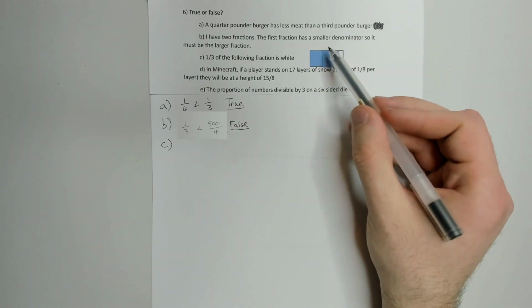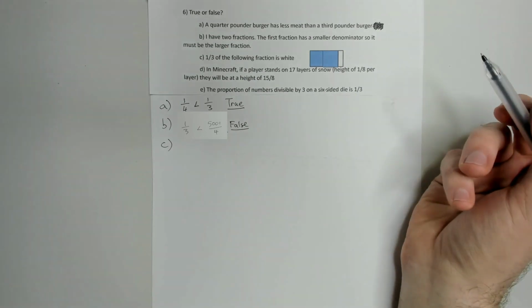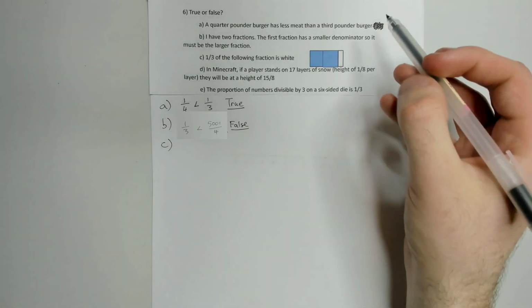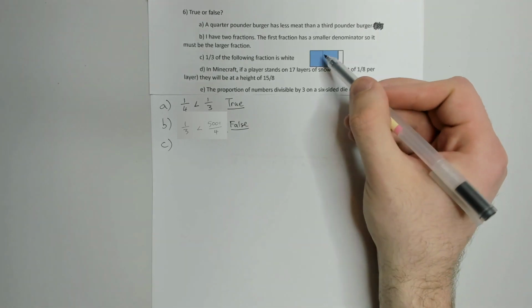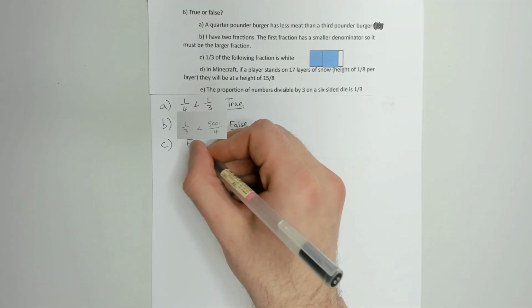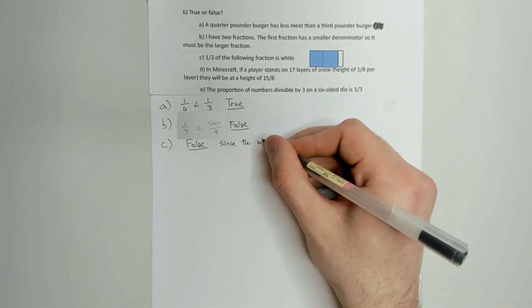All right, moving on to part C, it says 1/3 of the following fraction is white. So we see that this rectangle is split up into 3 pieces, and one of them is white. So you might think, well, one of the 3 pieces is white, we're good to go. However, remember, fractions are saying these 3 pieces are equal in size, right? They're equally represented. But this white sliver is much smaller than these blue pieces, right? So we cannot actually say that 1/3 of the fraction is white. So this is false, since the white piece is smaller.